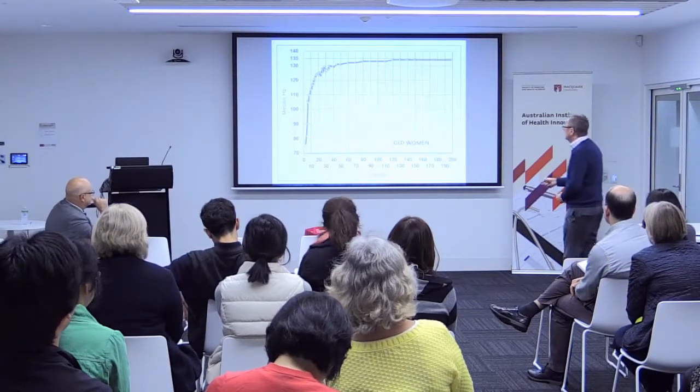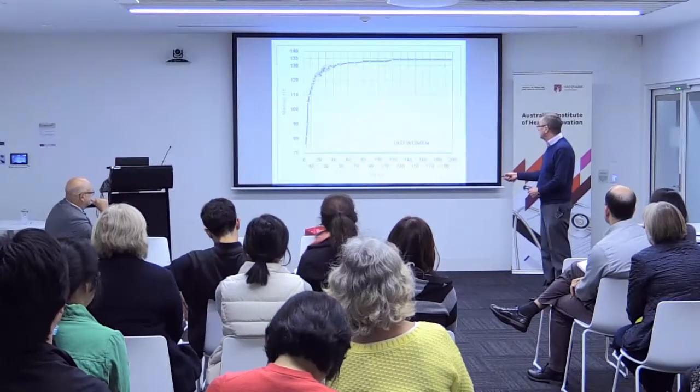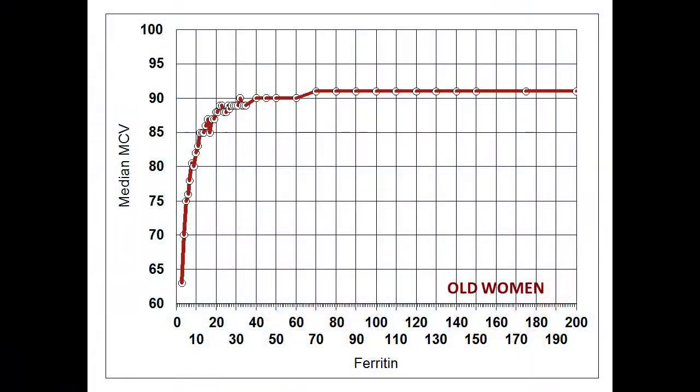There's thought that in fact we should change the cutoff from 15 to 30, which looks a better number in terms of the drop-off in hemoglobin, but all of a sudden 50% of Australian females would become anemic. And what do you do with that? And this is just with elderly women. I shouldn't have said old. I'm one of those old people.